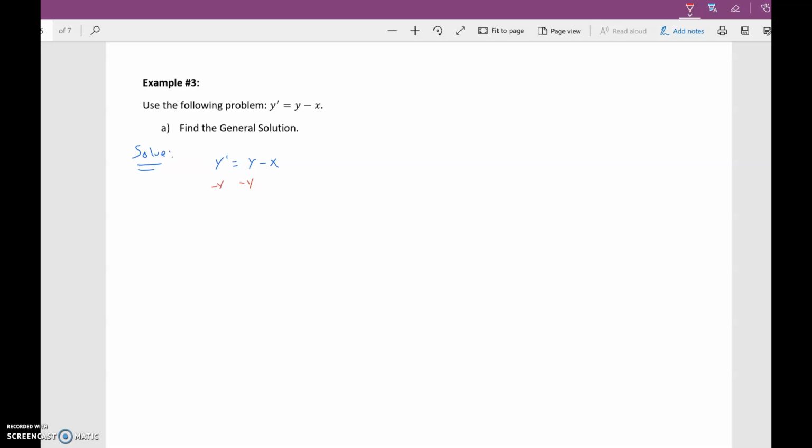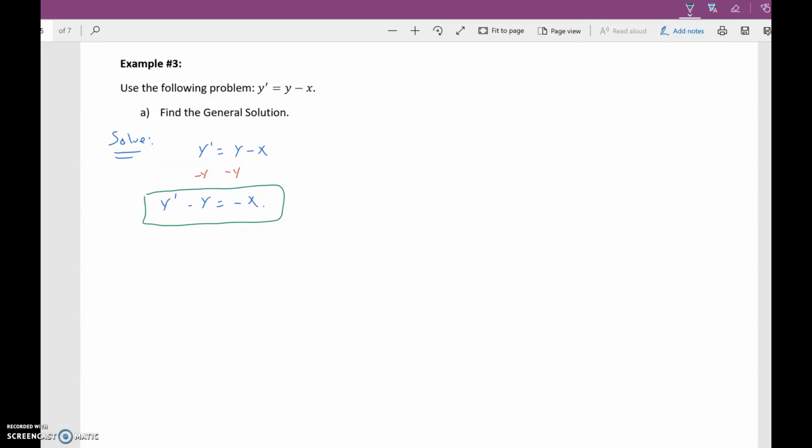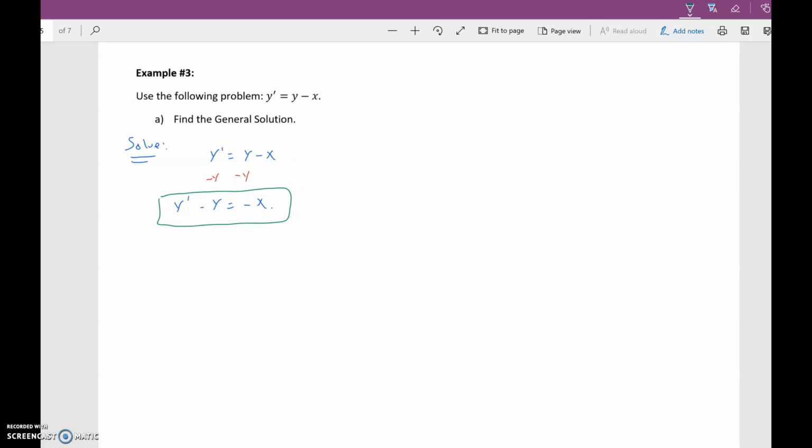I'm going to be subtracting the y's. So this is going to give us y prime minus y, and this is equal to negative x. That's our standard form of the equation. Let's find the mu of x. The value of p of x is equal to negative 1, and q of x is equal to negative x.